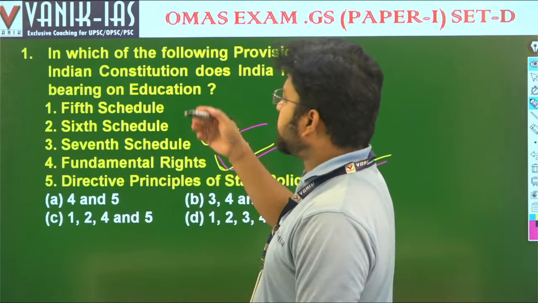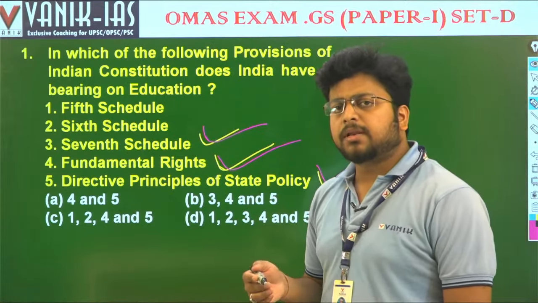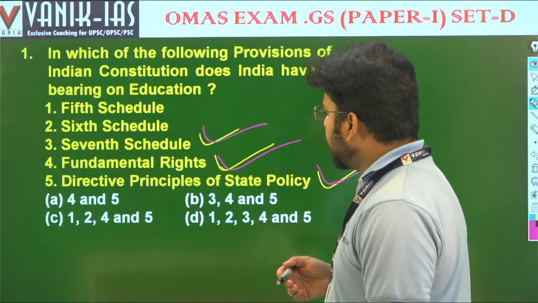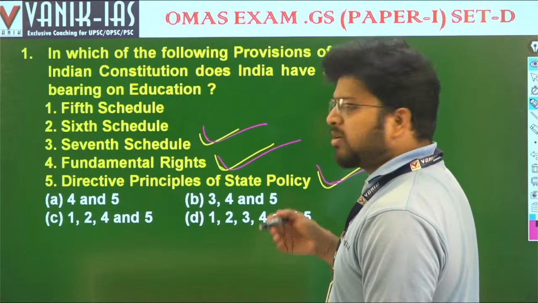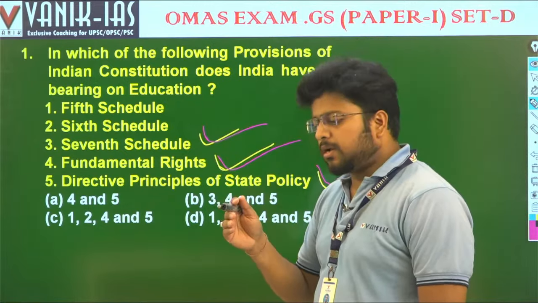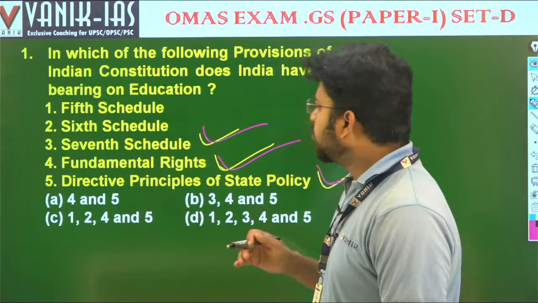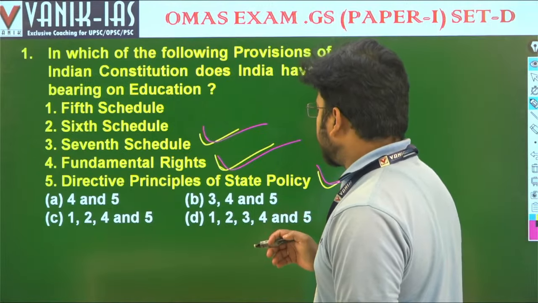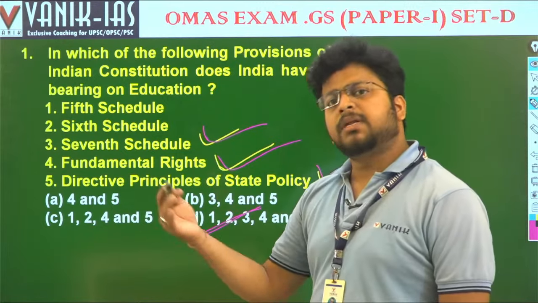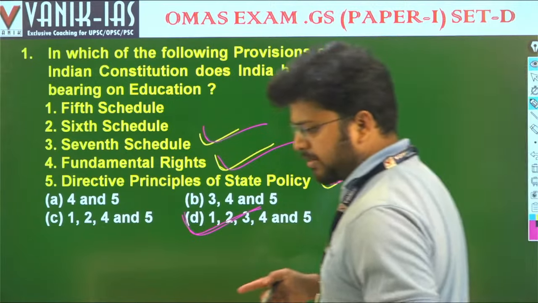Next question is whether it is mentioned in the 5th schedule or 6th schedule. 5th schedule talks about the development of tribal areas and 6th schedule is about the northeastern states. So when you talk about development, it is not only about infrastructure, it is also about education, health and overall development. So education is included in that. So 1, 2, 3, 4, 5, all, if you talk about tribal development, then obviously education is included. So all the options are correct. D is the right answer.